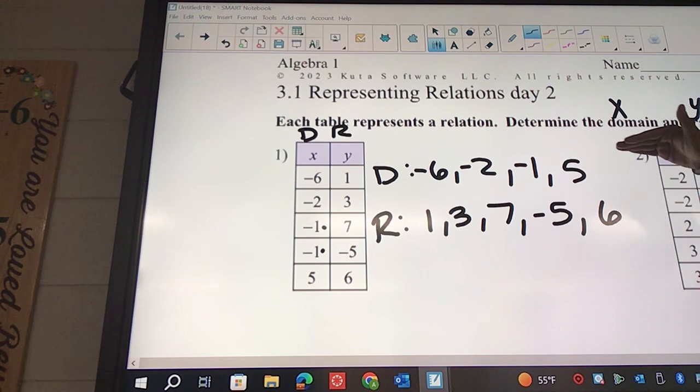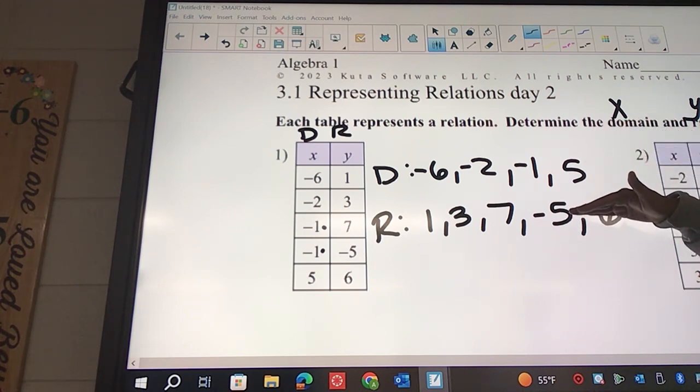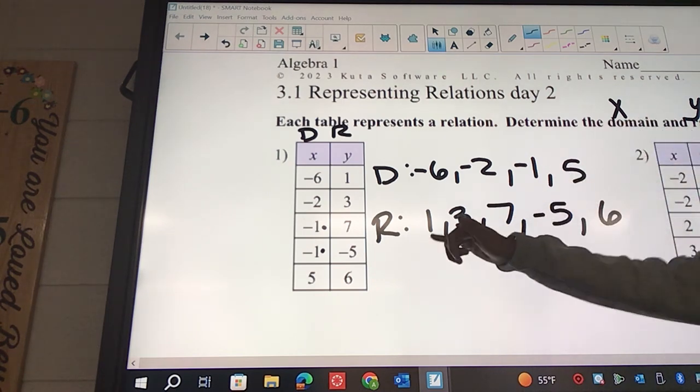Can you have a repeat? Can you have a 5 and a 5 here? Is that allowed? Somebody? Can we have a 5 up here and a 5 down here? Is that allowed? Yeah. We just can't have them on the same line that way. Okay.